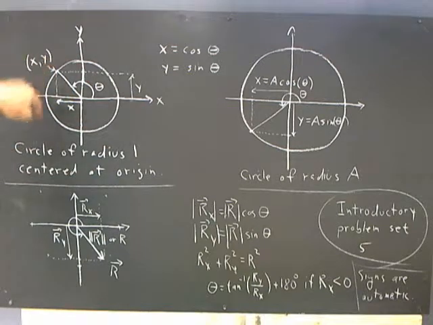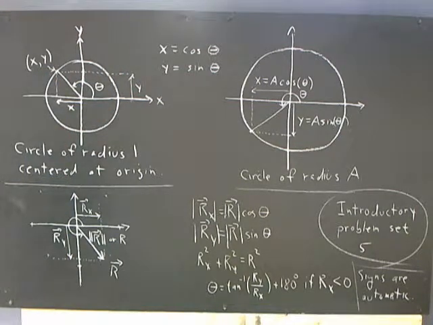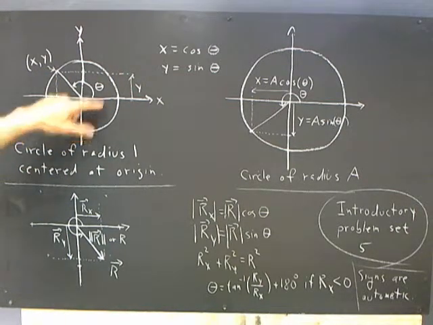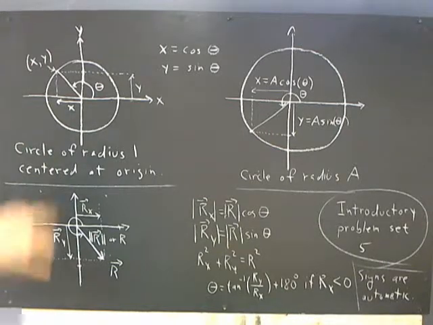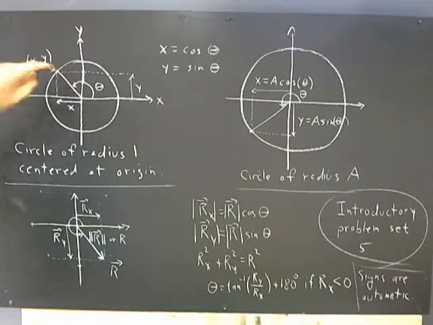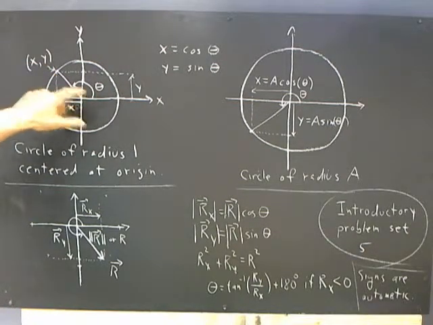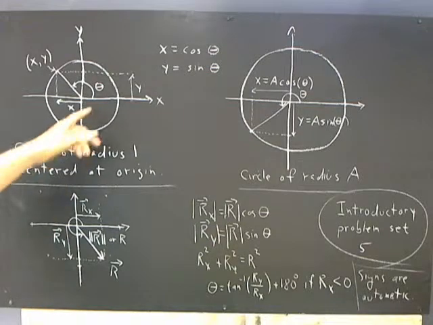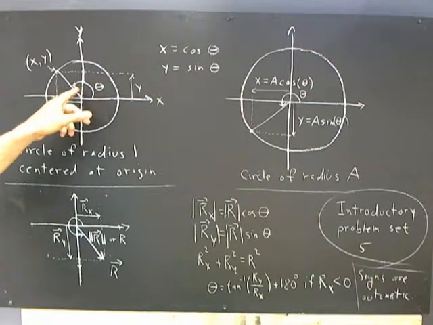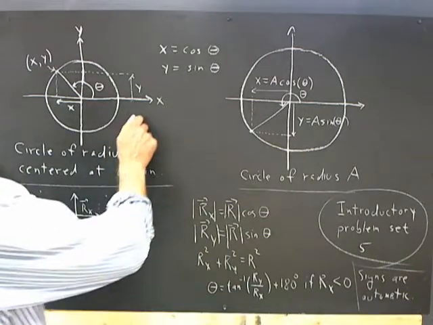We start with a unit circle, a circle of radius 1 centered at the origin of an xy coordinate system. Any point on this circle can be reached by a line segment extending from the origin to that point. That line segment will make some angle, which we'll call theta, as measured counterclockwise from the positive x-axis. So let's make a note.